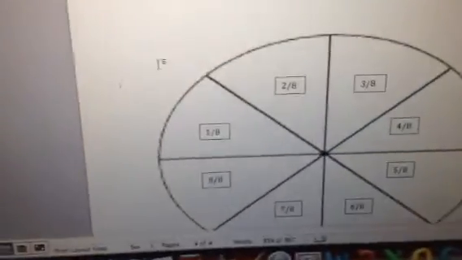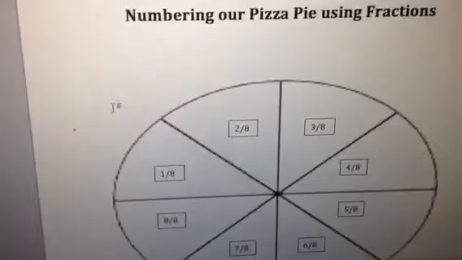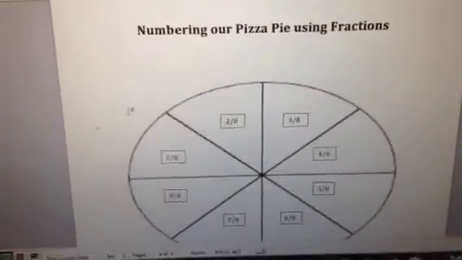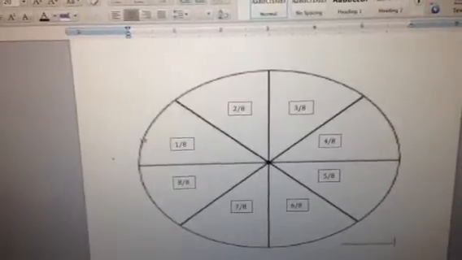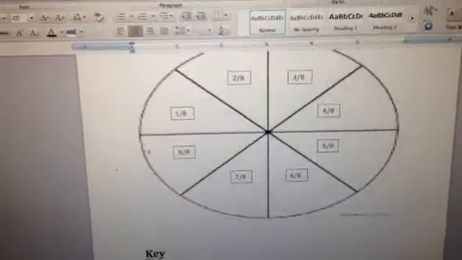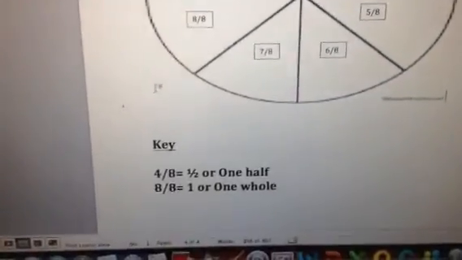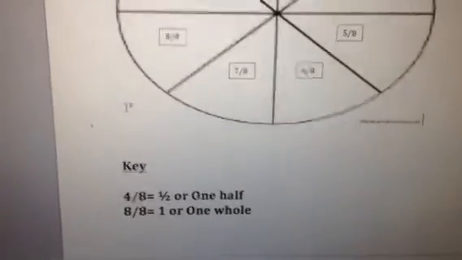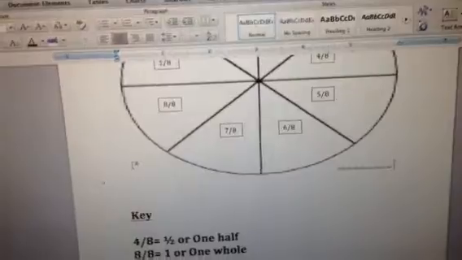As you can see, 1/8 represented 1/8, 2/8, 3/8, 4/8, and so on, and the students were asked to name each piece of the pizza pie, and they had a key at the bottom where it showed them 4/8 is equal to 1/2, and 8/8 is equal to 1 or 1 whole of the whole pizza pie.